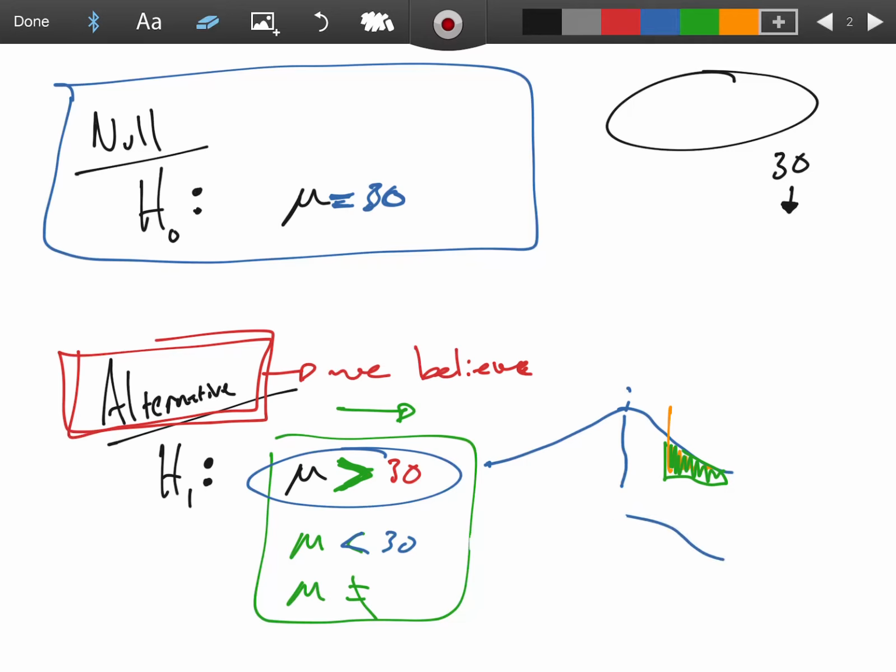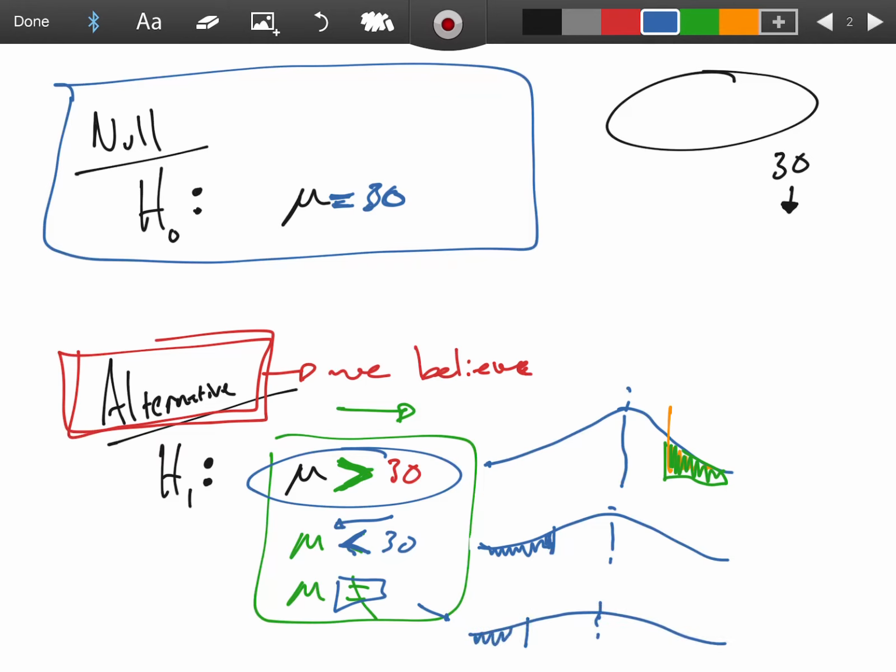If we believed that it was less than 30, then, here's the mean, look, this one's pointing to the left. So we're doing a one-sided test where we're testing values to the left. And if we say that we don't think that it's 30, then that's a two-tailed test, where we split up our test to both sides.